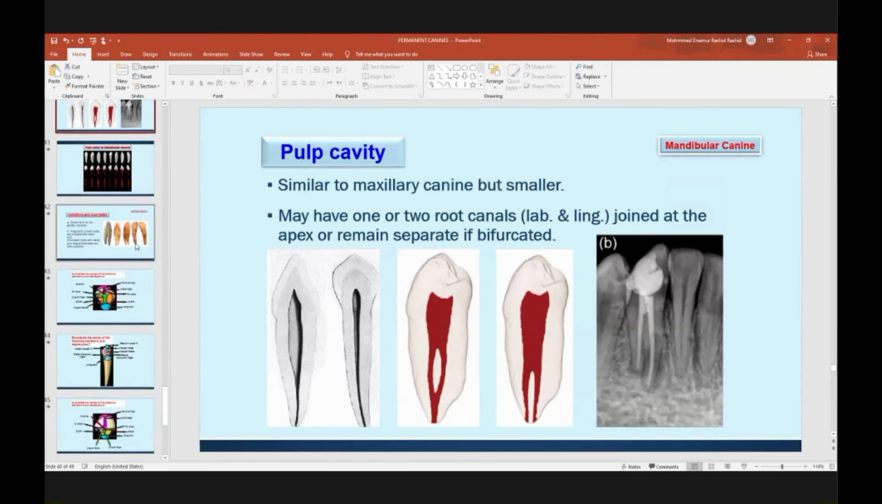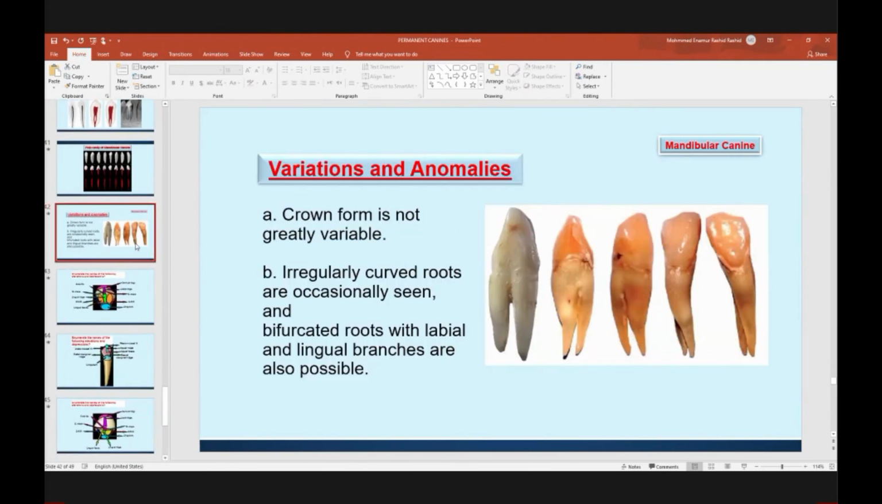Doctor, is it normal or considered a disease? No, it is considered a deviation, abnormality or variation. It is not normal. You will find this variation in few cases, but two canals you will get in many cases. Even if they are not bifurcated, the canals are divided into two parts in many cases. Of course, that is also a variation.